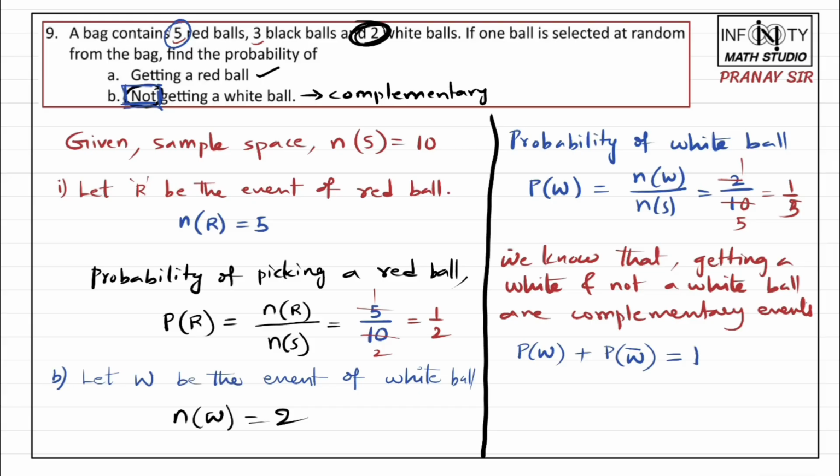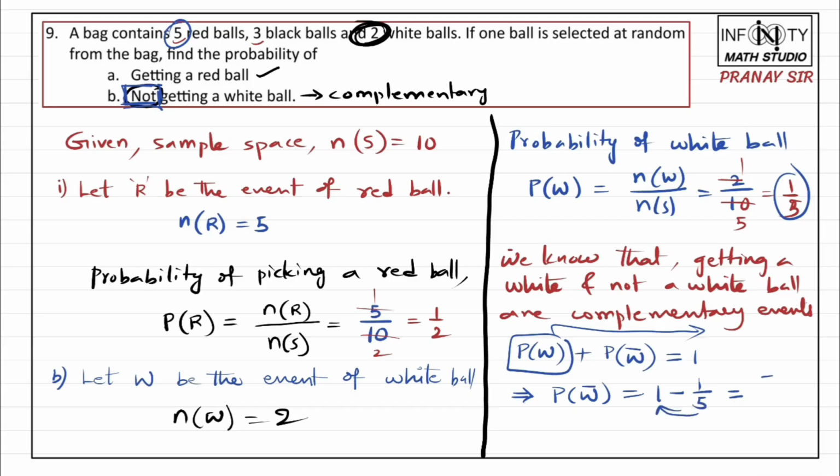Now P of W we have found how much? 1 by 5. So that 1 by 5 I transpose to that side. So here we are left with P of W bar. This P of W transposes to that side, it becomes minus 1 by 5. Now if you simplify, 5 ones are 5, minus 1 by 5. Now the answer is 4 by 5.